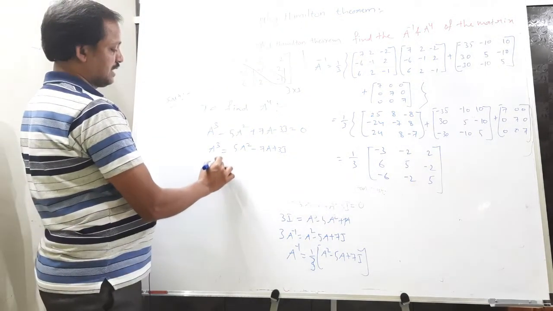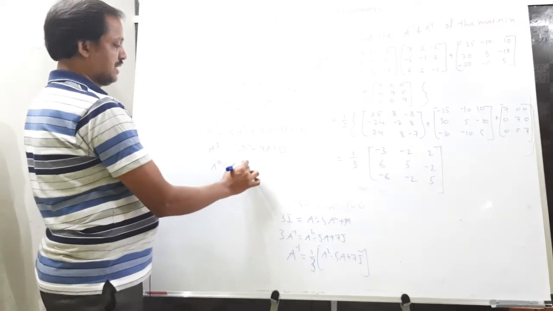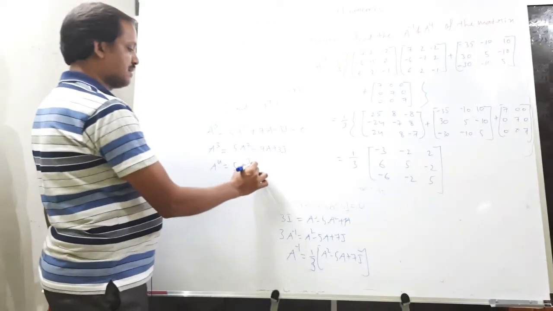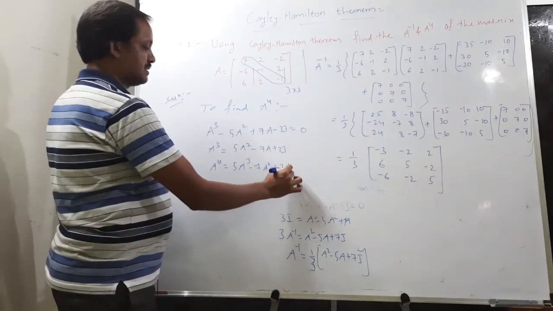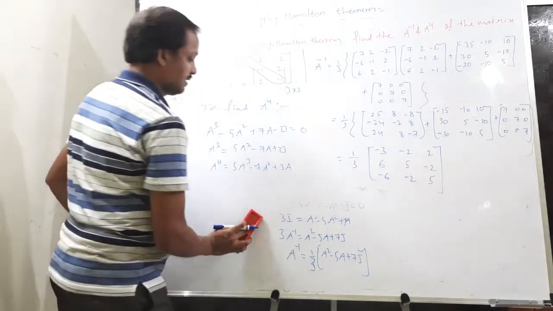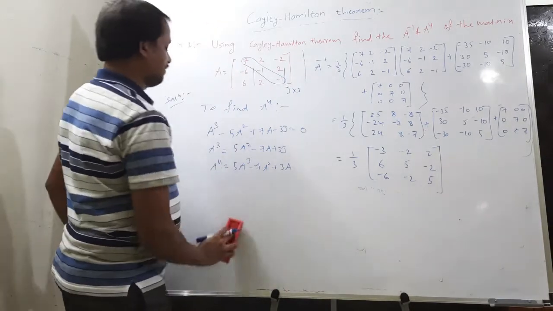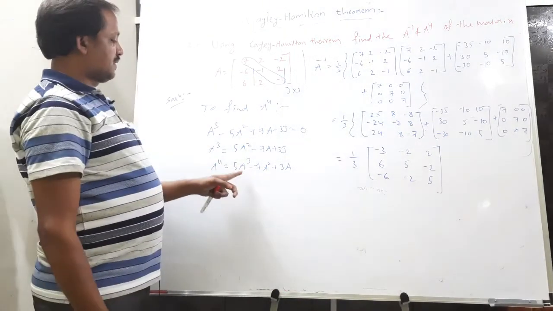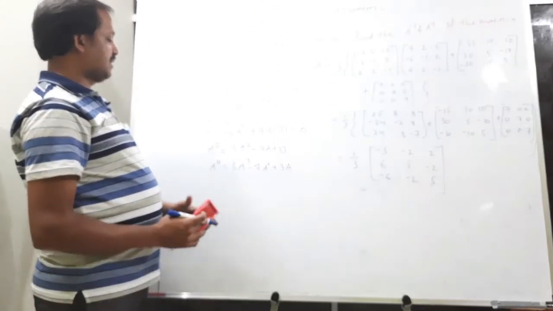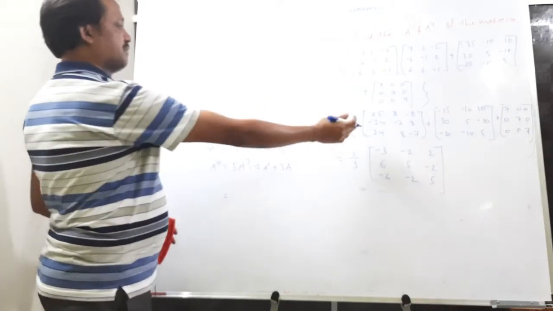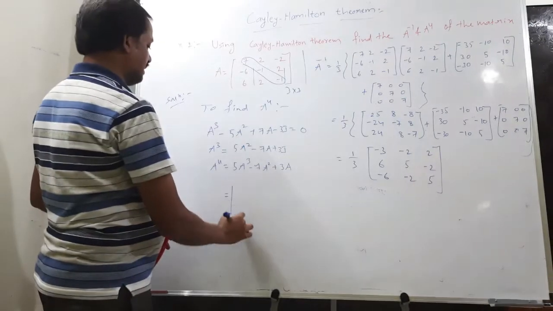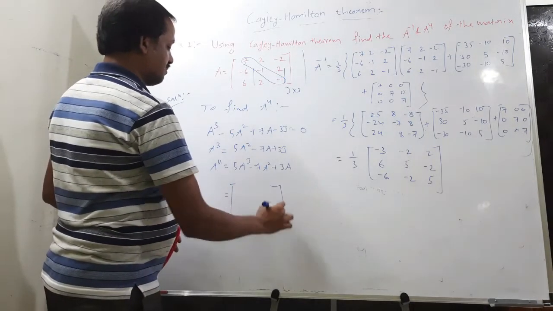So here we will get A power 4 equal to 5A cube minus 7A square plus 3A. Identity matrix into A is A. So here we need A cube only. We want A power 4, but by finding A cube only, we are able to get the total quantity. So already we know A square. Again we multiply with A. So finally, here we will get A cube.